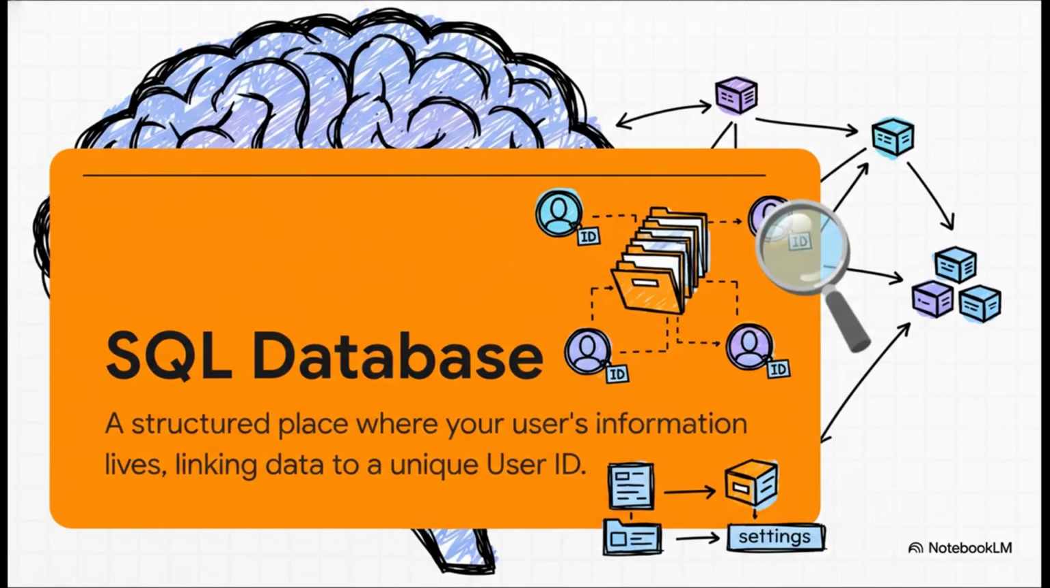Now, don't let the name scare you. Just think of it as a massive, super intelligent spreadsheet. When a user signs up, they get their own unique user ID. And from that moment on, every single piece of data they create, a note, a preference, anything, gets tagged with their ID. This is the key to how the app keeps everyone's stuff perfectly separate and secure.